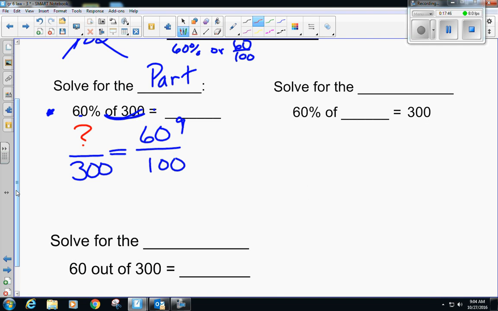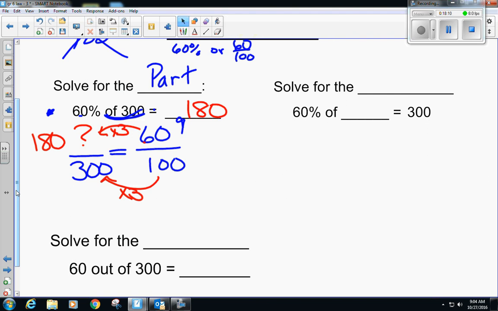So now, just like we've done before, you do what we know to what we don't know. Same direction on the other one. We go from 100 to 300, times 3, so we do times 3. So 60 times 3 is 180. So 60% of 300 is 180. And then you can kind of guess, well, half of 100, 50%, would be 150. So that's a little bit more than half. So yeah, that kind of makes sense. Okay?